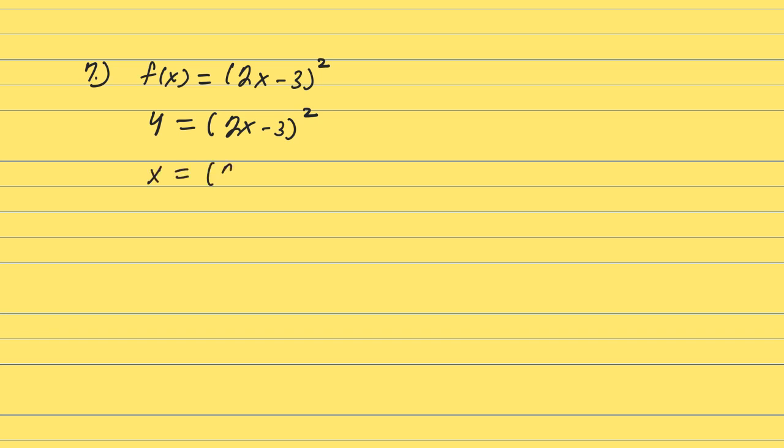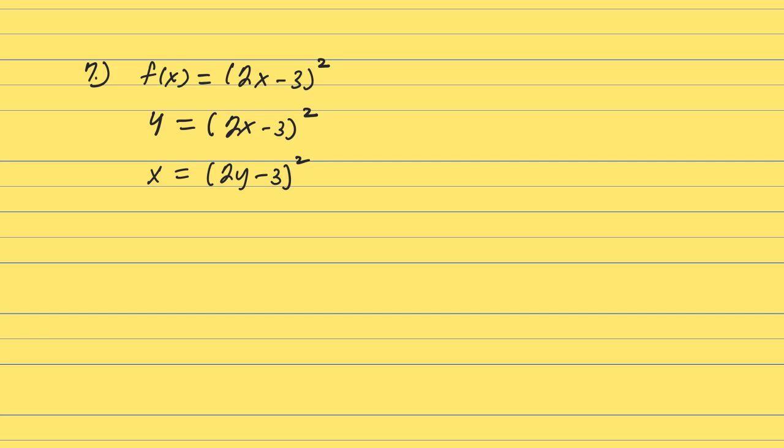So for number 7, remember we're doing number 7. We have f of x equals 2x minus 3 to the second power. So what you need to do first is convert it as y equals parentheses 2x minus 3 squared. And then what you have to do with x and y is switch the variables. For example, y is going to be x, and now we have x equals 2y minus 3 squared.